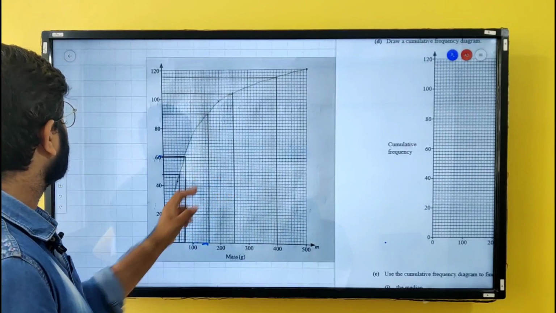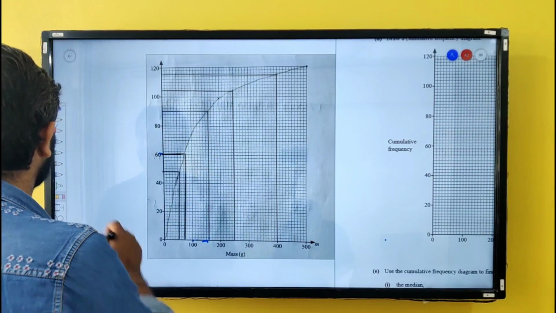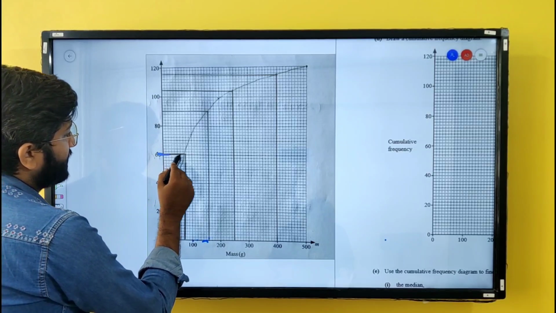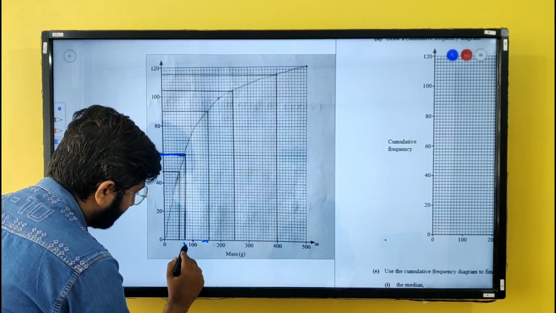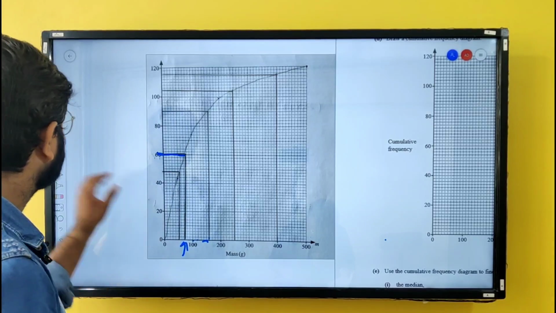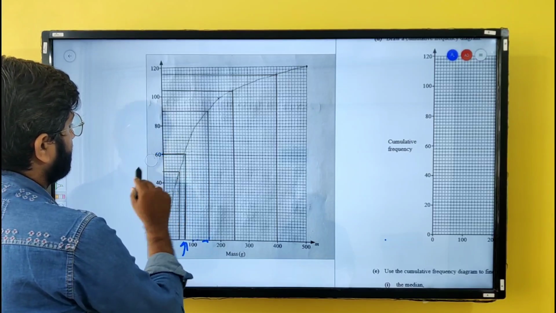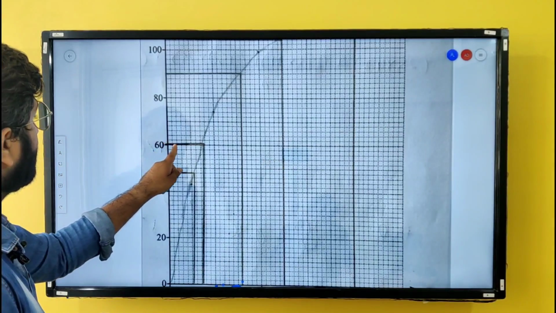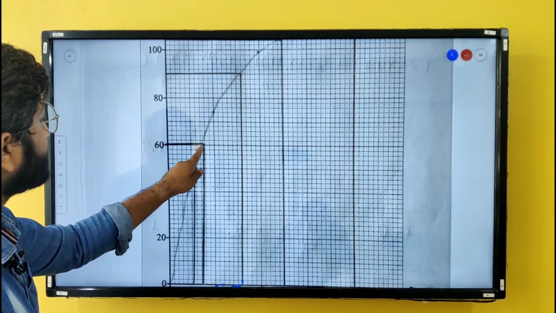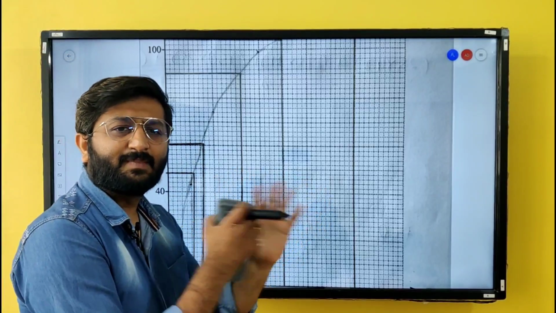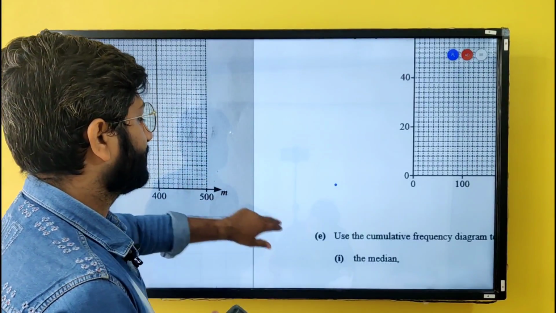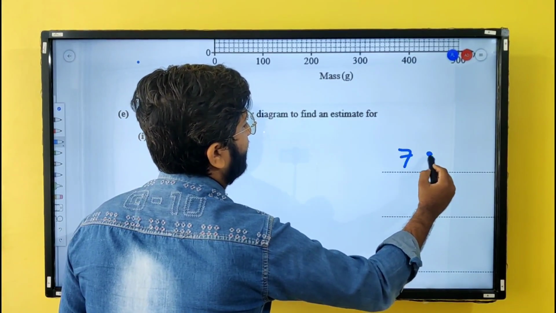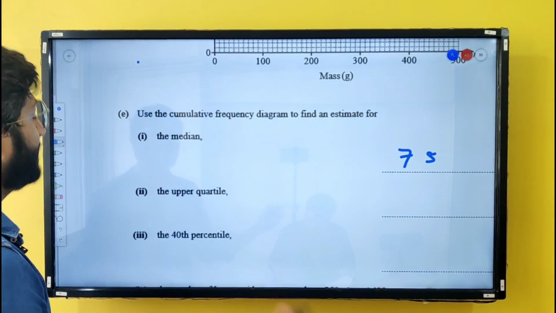Next question. Use the cumulative frequency diagram to find an estimate for the median. Now median means mid value. Mid value here is 60. Right? So at 60 the line is crossing somewhere over here. Let me check: 10, 20, 30, 40, 50, 60, 70 and 80. This is somewhere between 70 and 80. So I am writing the median as 75.